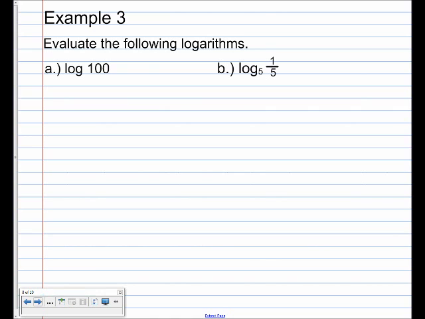In this first one, it says the log of 100. The instructions are to evaluate the following logarithms. In order to evaluate logarithms, you want to make sure you're always asking yourself, what is a logarithm? A logarithm is just the exponent. So I'm looking for the exponent in both of these. At this point in my math career, I can do these mentally. But since you guys are just starting out, I'm going to recommend writing them in exponential form.